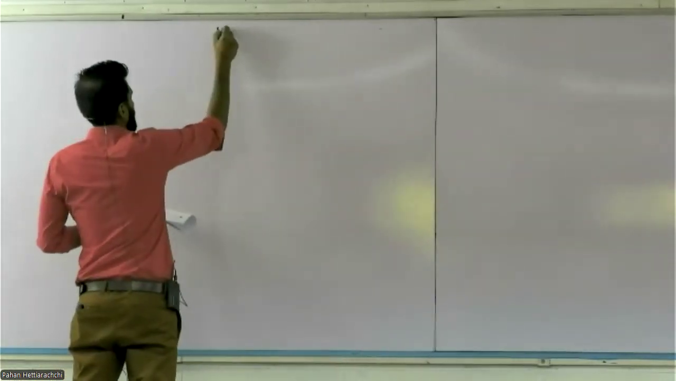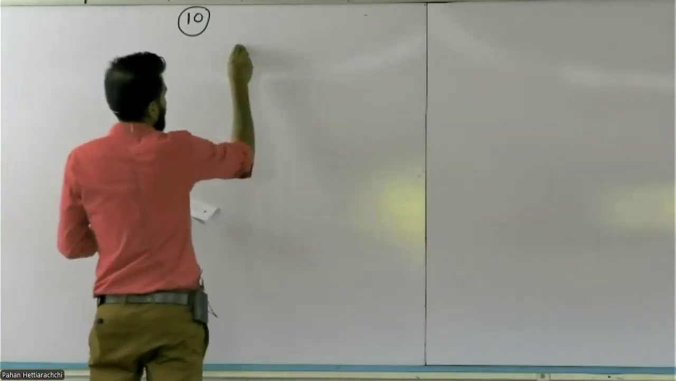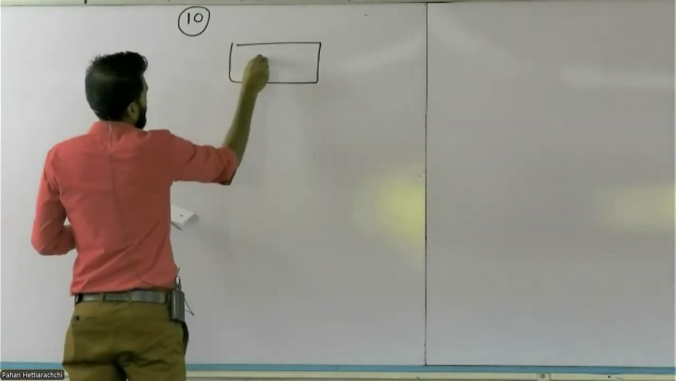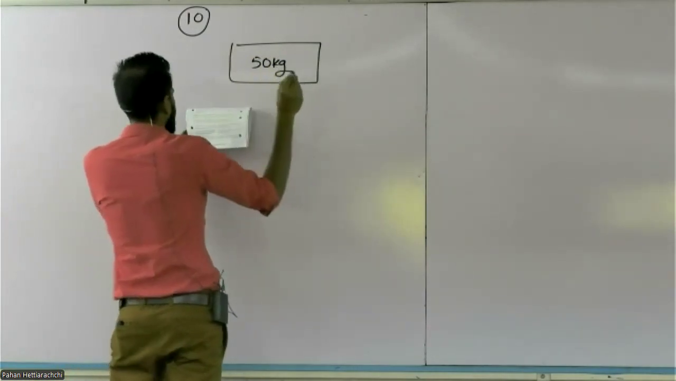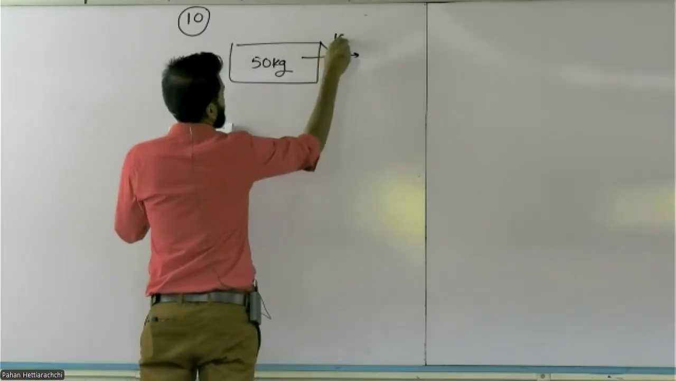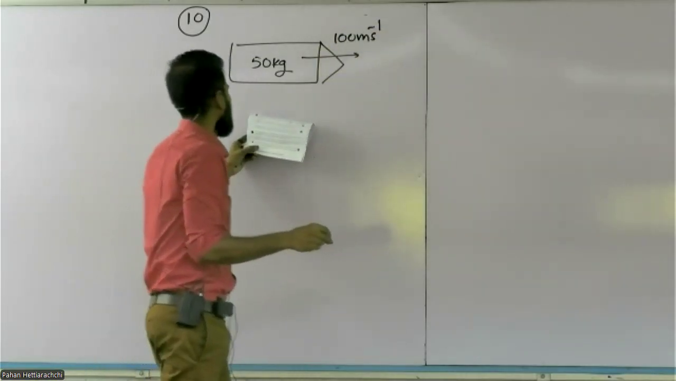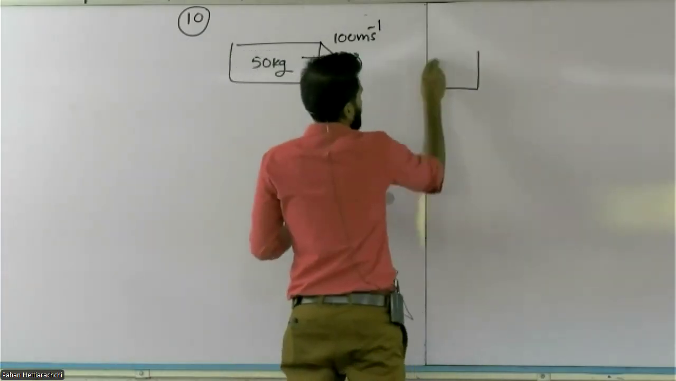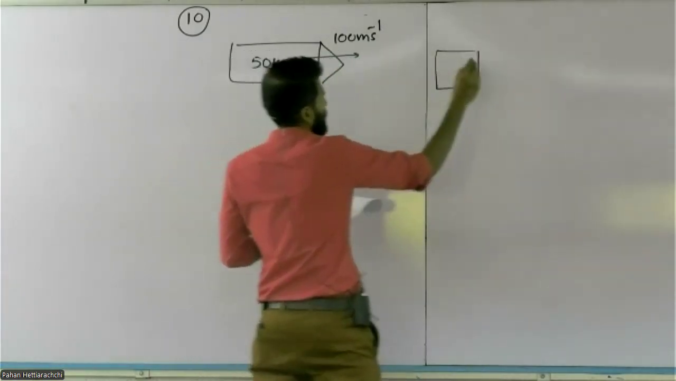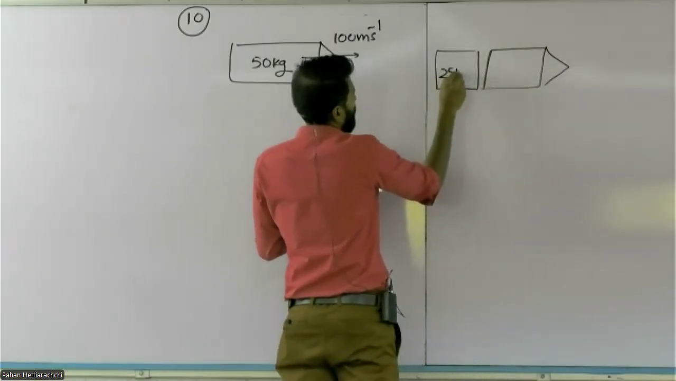Okay, question number 10. A spacecraft of mass 50 kg moving in space with a velocity of 100 meters per second. It explodes into two equal fragments. Let's say the mass is 50, so the fragments will have masses of 25 kg each.